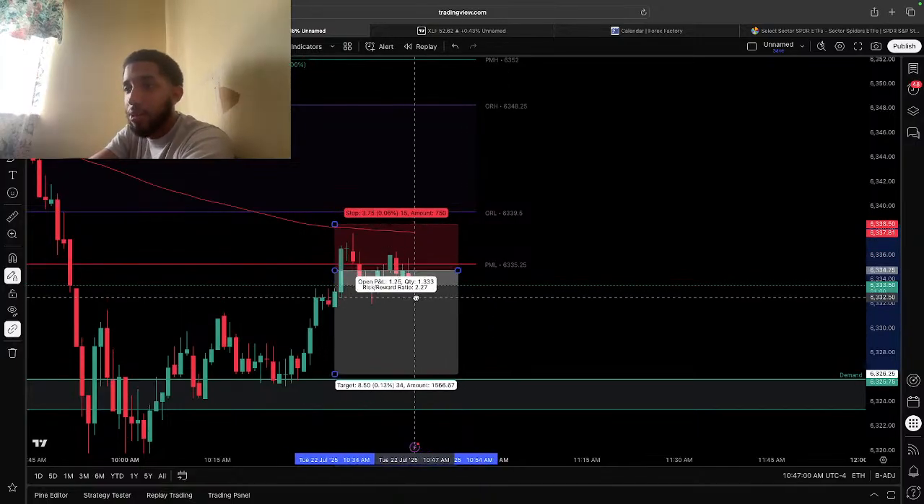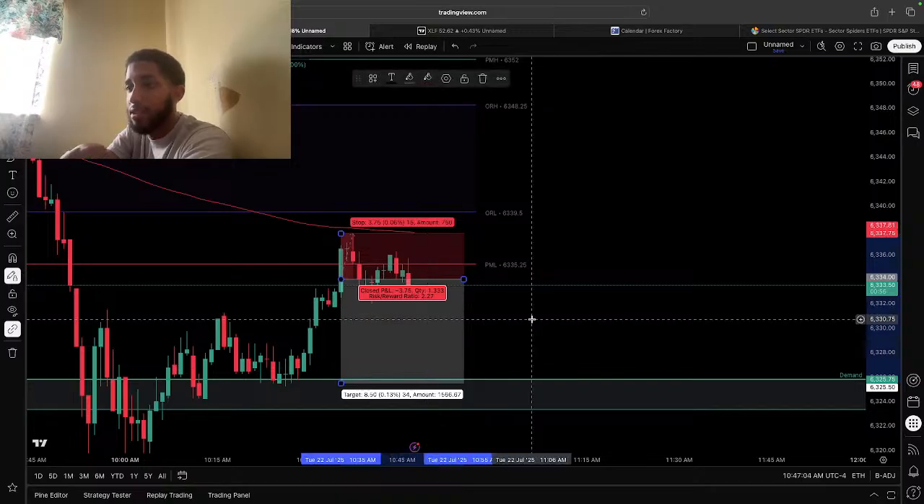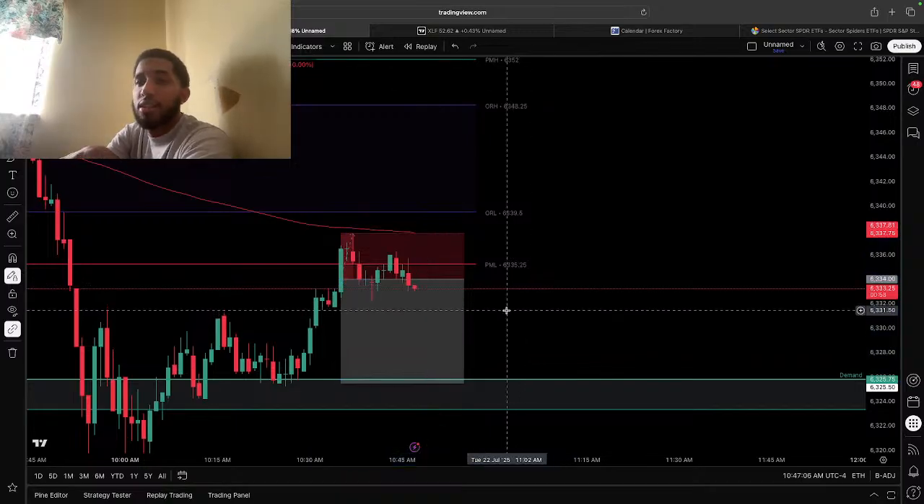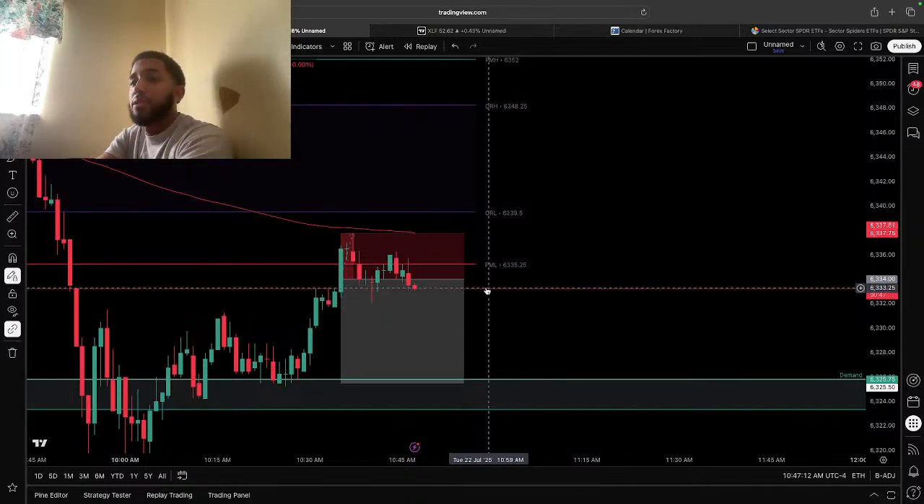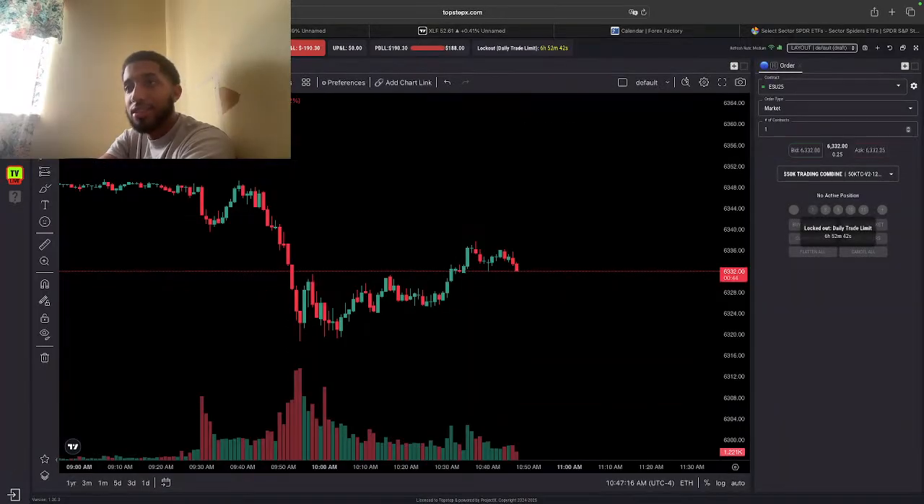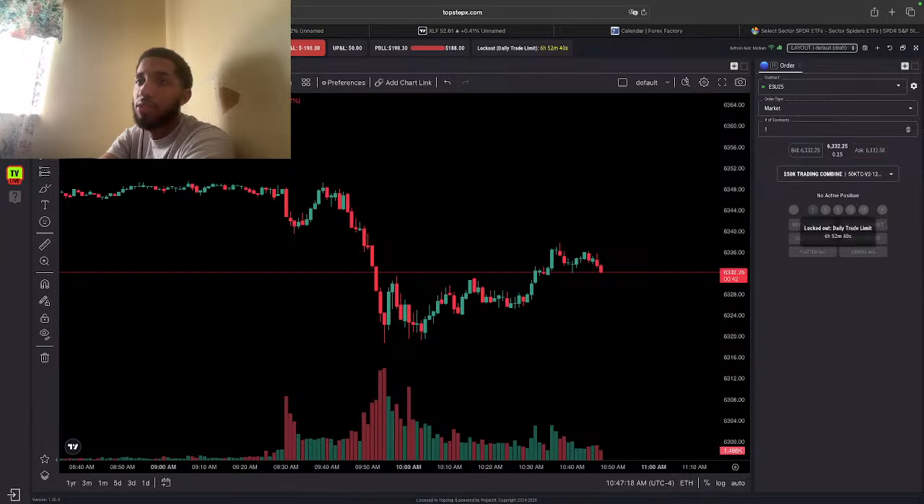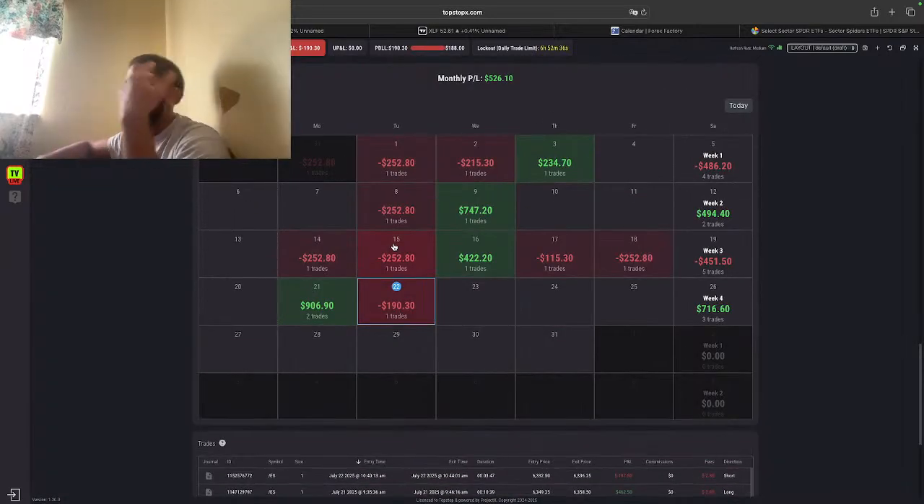I shouldn't have hesitated. I wanted to get in right here, but I hesitated. I wanted to get in right here too. I hesitated again. But now I know for future purposes, you know what I'm saying? It's not that bad because this is my only trade on the day. Compared to what I lost yesterday, this is like nothing.